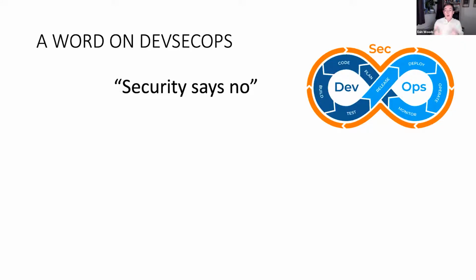DevSecOps is really the logical extension to that, because a danger you can have if you have dev and ops together is you've still got a security silo, and the security folks won't let anything go live until they've had their say, if you like. So DevSecOps is about integrating security work into the team.